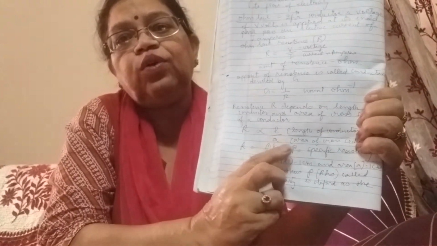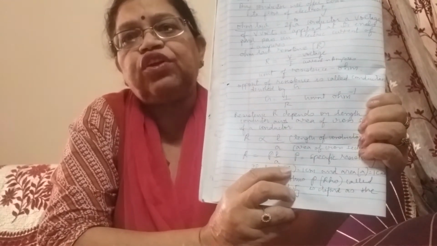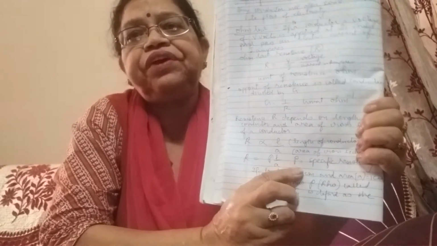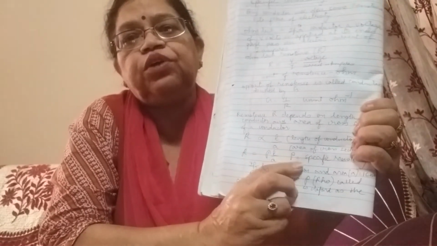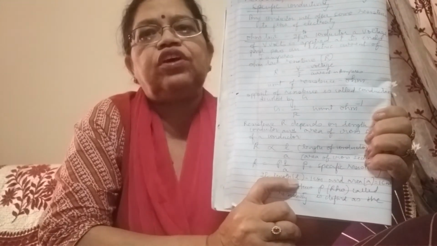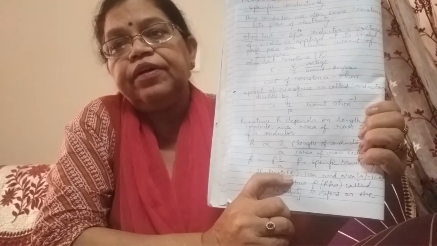हमने अगर L को 1 सेंटीमीटर ले लिया, लेंथ ऑफ द कंडक्टर 1 सेंटीमीटर ले लिया, एरिया ऑफ क्रॉस सेक्शन ले लिया 1 सेंटीमीटर स्क्वायर, देन rho, दैट इज स्पेसिफिक रेजिस्टिविटी, becomes equal to resistance. Thus, resistance which is offered by a conductor when length of the conductor is 1 centimeter and area of cross section is 1 centimeter square is said to be specific resistivity denoted by rho.